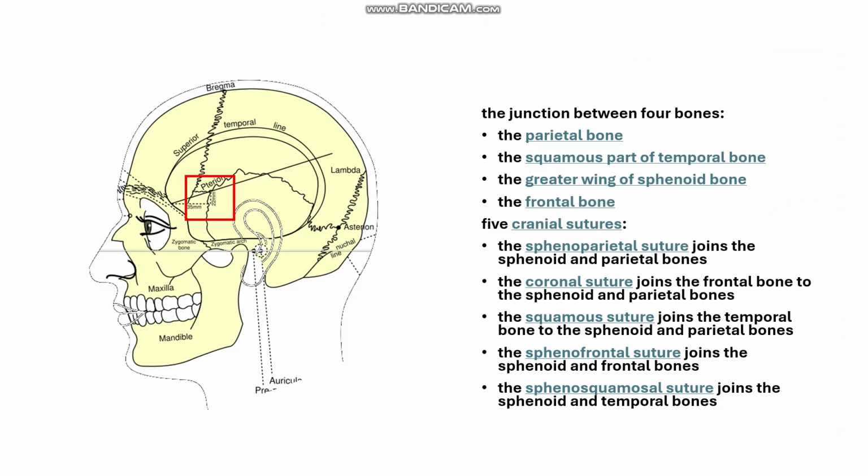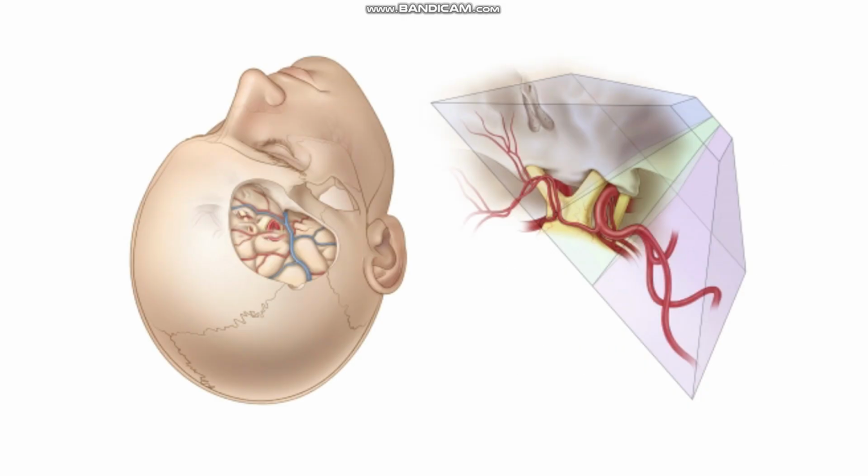Okay, so as we have said, it's the junction between the four bones, the parietal, the temporal, the sphenoid, and the frontal. So this is what you are going to see in the video that follows. This is the corridor that can be approached.